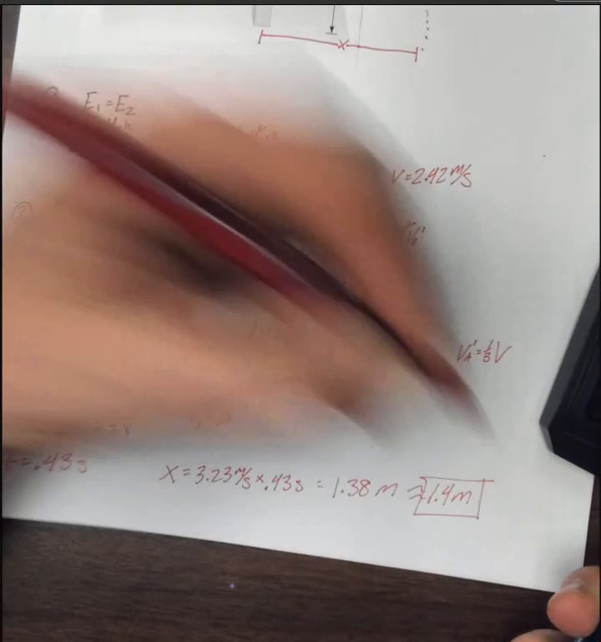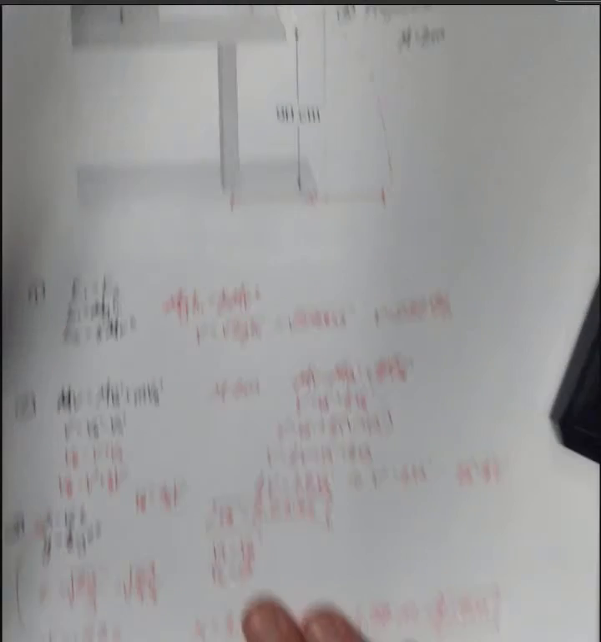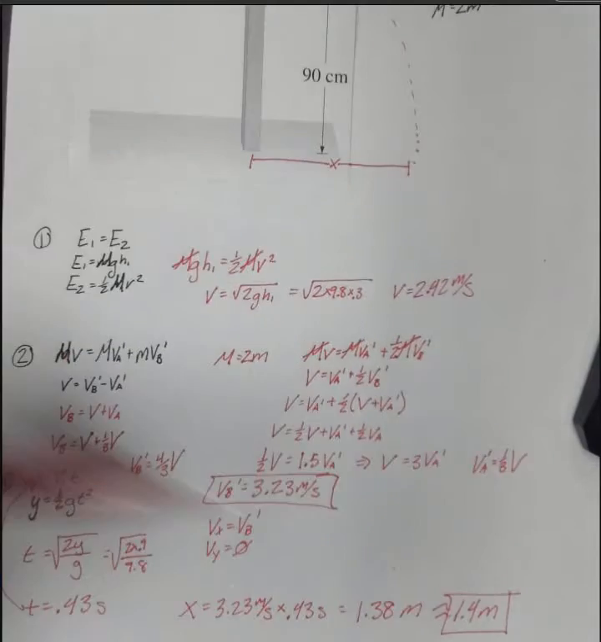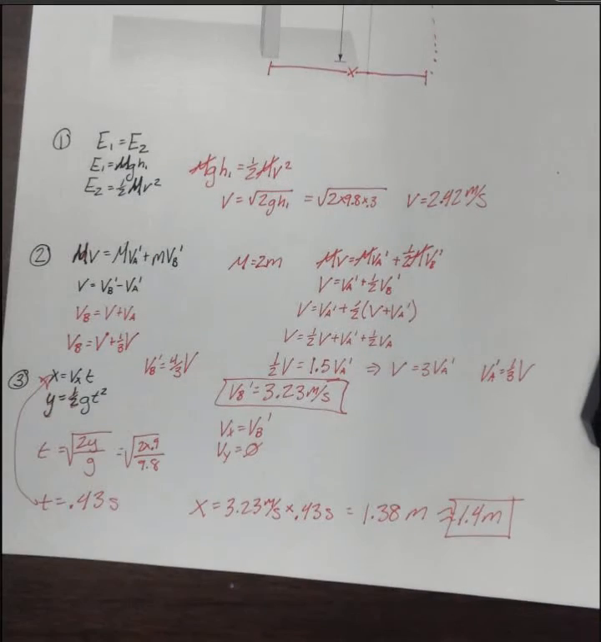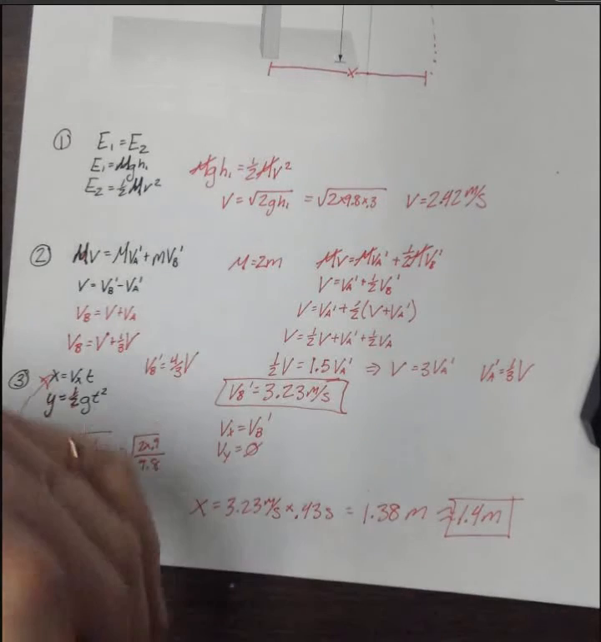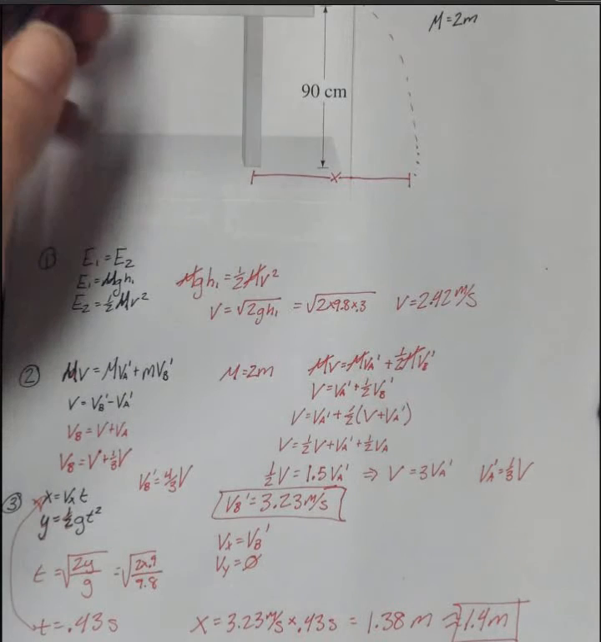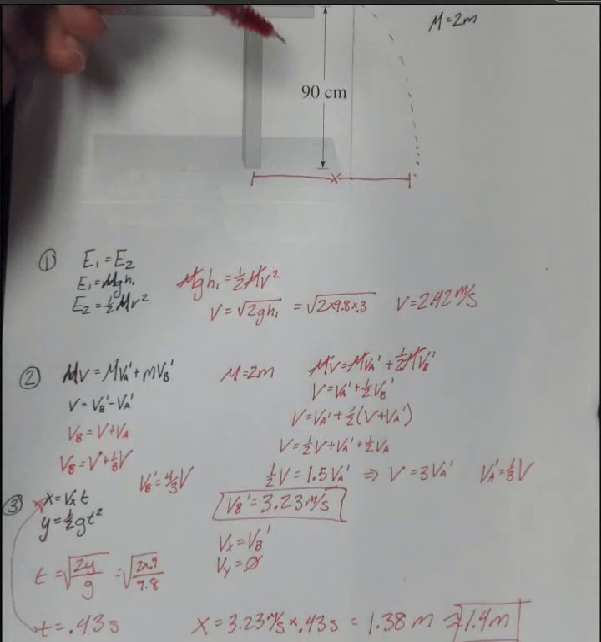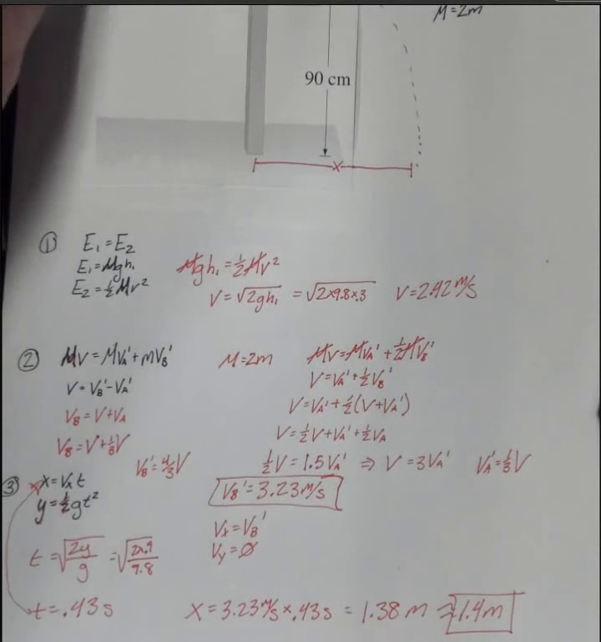I carried 3 significant figures all the way through, but since my initial values are given with 2 significant figures, my final answer is rounded to 2 significant figures. So this is a really great example of how to use multiple concepts together. It's a 3-step problem where we're taking a look at how we can use the conservation of energy, conservation of momentum, and some kinematics to figure out an ultimate answer to a question that's built around multiple steps.